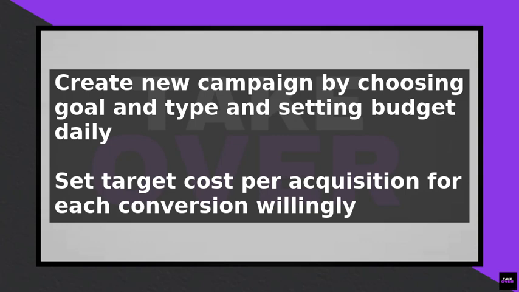Now, let's create your ads. Google Ads uses a format called responsive ads, which allows you to upload multiple images and headlines. And Google will automatically create different ad combinations. Upload your images and headlines, and write a compelling description of your product.